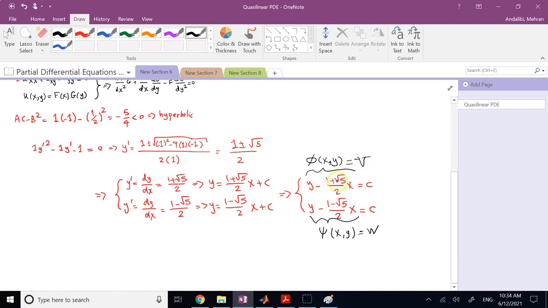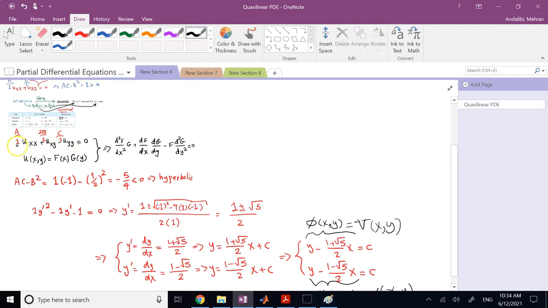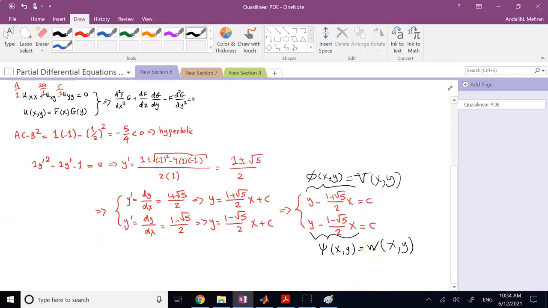So v is y minus (1 plus square root 5)/2 times x, w is y minus (1 minus square root 5)/2 times x. So I found my transformations, v as a function of x and y, and w as a function of x and y. Okay, so now what? Now that I found these transformations I need, I have to rewrite my original PDE and convert it from xy space into derivatives of v and w space. And in the vw space, it is going to be simpler and you can apply separation of variables.